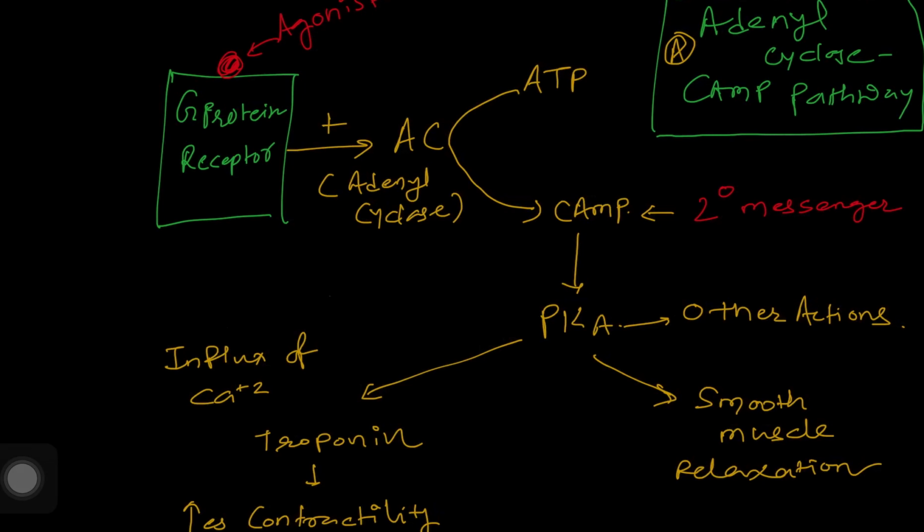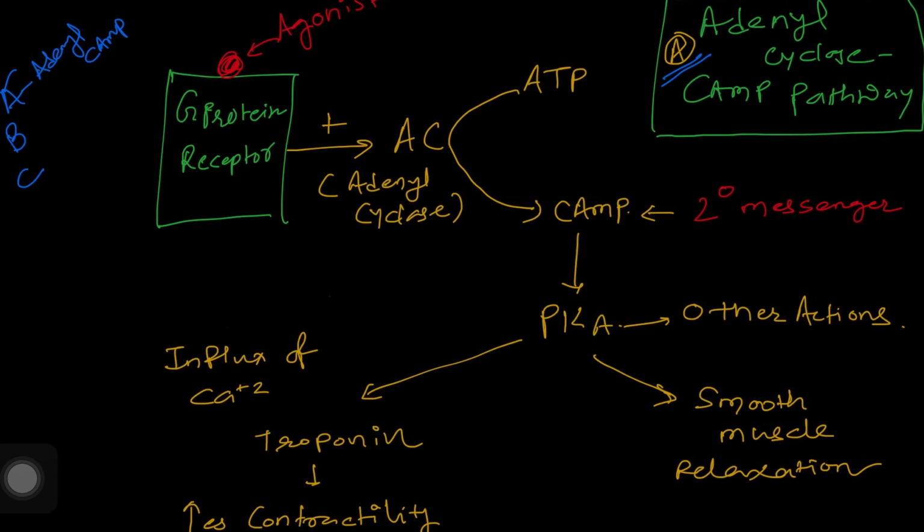Now we are going into a bit more detail about these G protein coupled receptors. These G protein coupled receptors act via 3 basic pathways. Let's say, for example, A, B and C. The pathway A is called the adenyl cyclase cyclic AMP system, and this we will see. So A we will see, that is the adenyl cyclase cyclic AMP pathway.